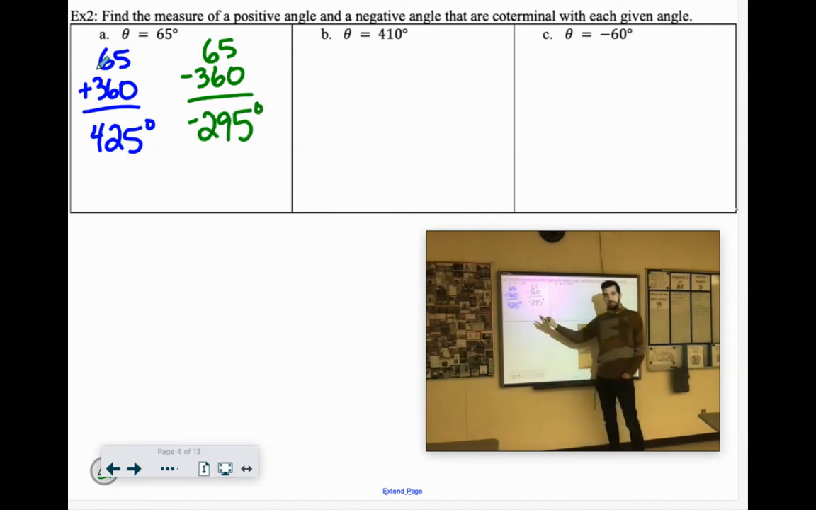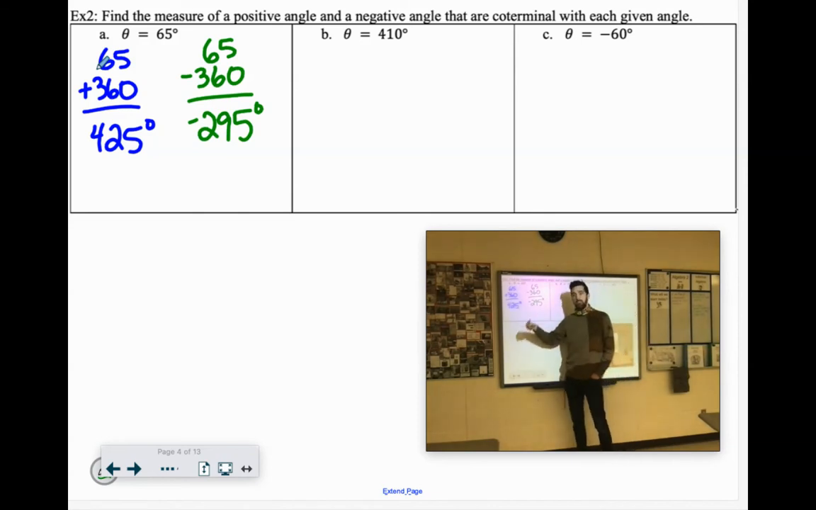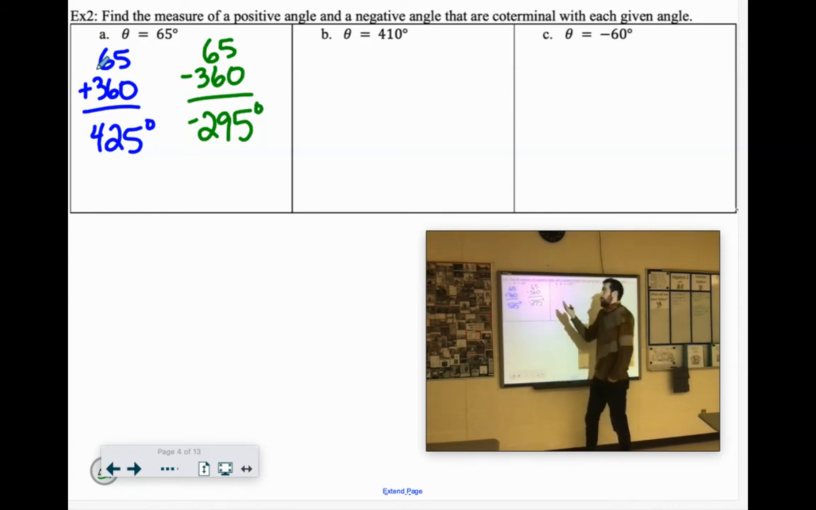And those aren't the only answers. For 425, you could keep adding 360 and use any of those numbers. For negative 295, you could keep subtracting 360. It just said we just needed to find one of those angles. So I went with the easiest ones.